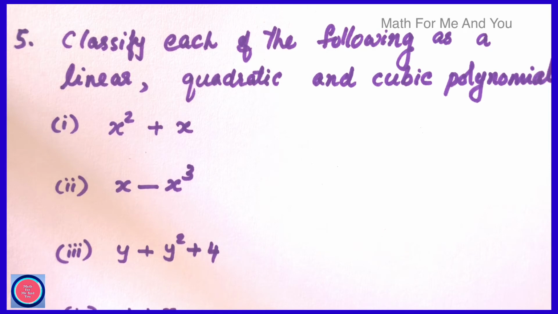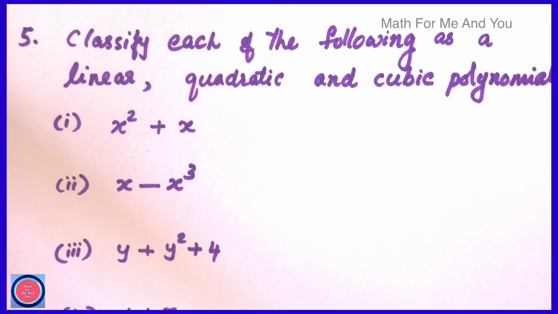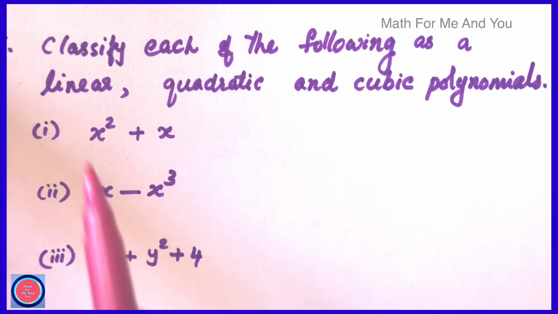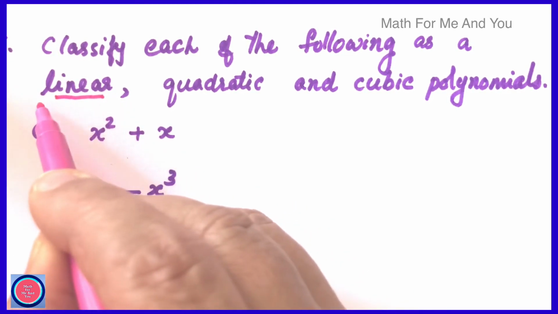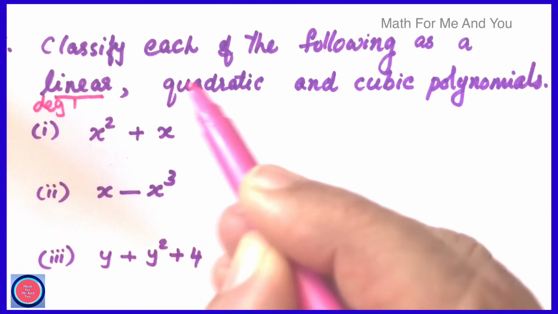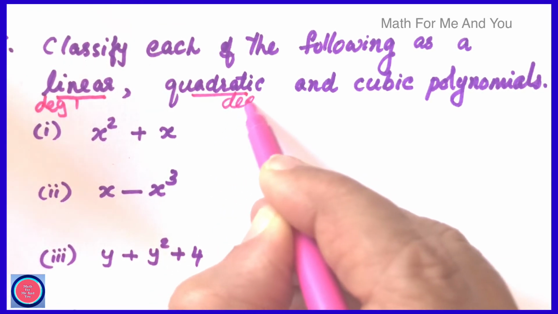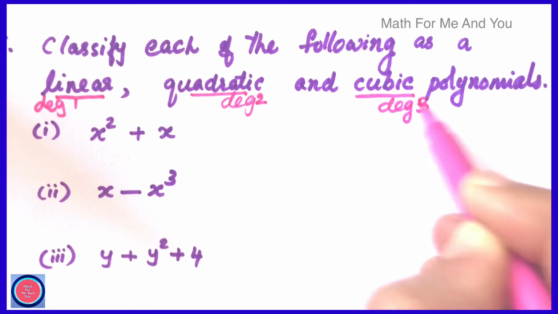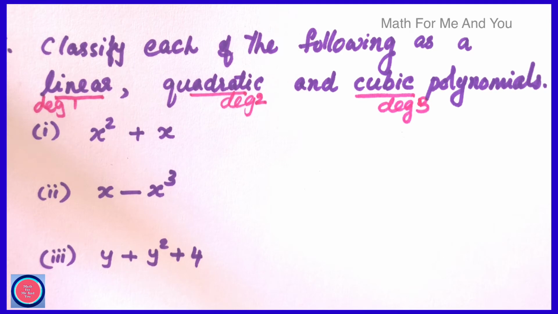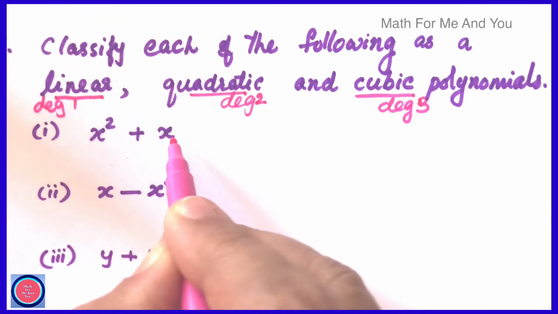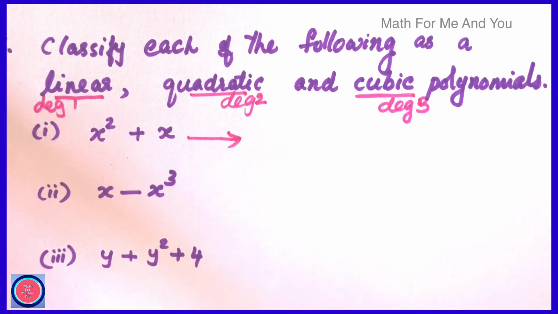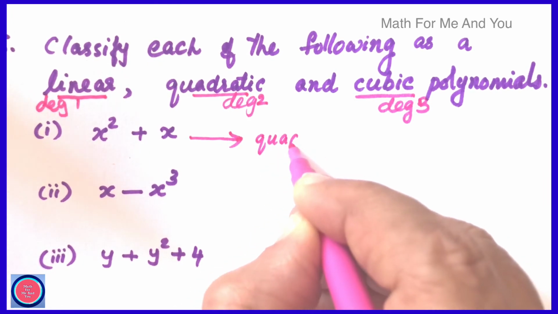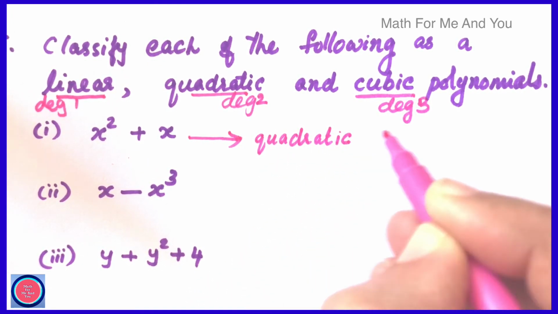Question 5. Classify each of the following as linear, quadratic and cubic polynomials. You can see some polynomials given over here. We have to write down whether they are linear, quadratic or cubic. What is the meaning of linear? Linear means a degree 1 polynomial. Quadratic means degree 2 polynomials. And cubic polynomials are degree 3 polynomials. The first polynomial given here is x square plus x. There are 2 terms. The maximum power term is x square and the power is 2. So we say this is a degree 2 polynomial. What is that? Quadratic polynomial. Degree 2.